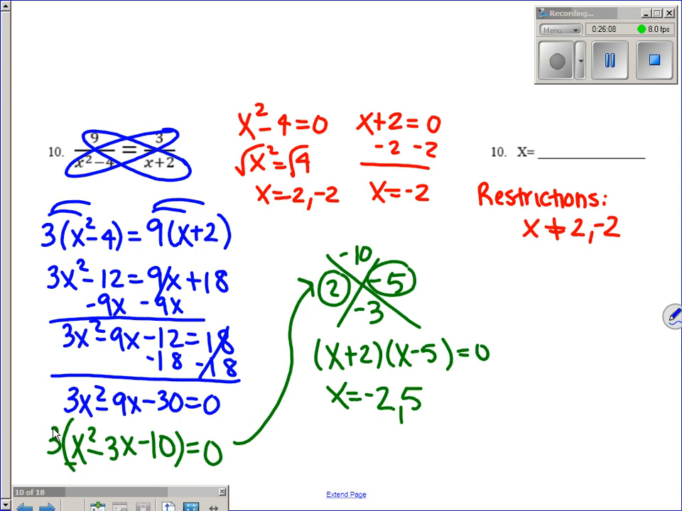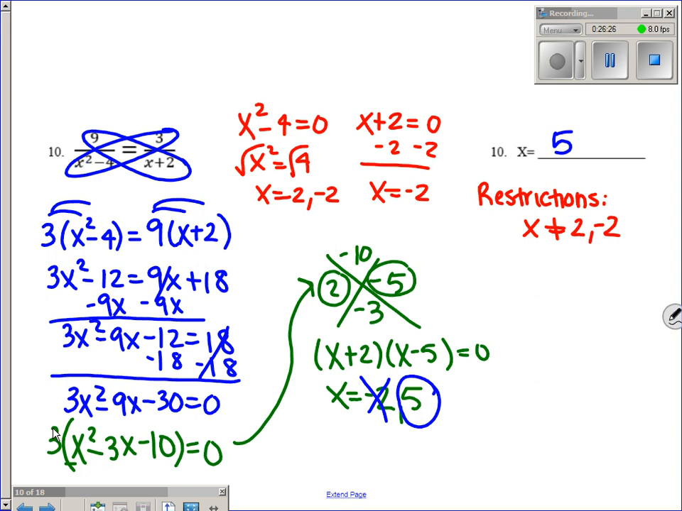And this is where you look back at your restriction. Well, it says x cannot be positive 2 or negative 2. So we cannot have negative 2 as an answer. x equals 5 is our only answer here.